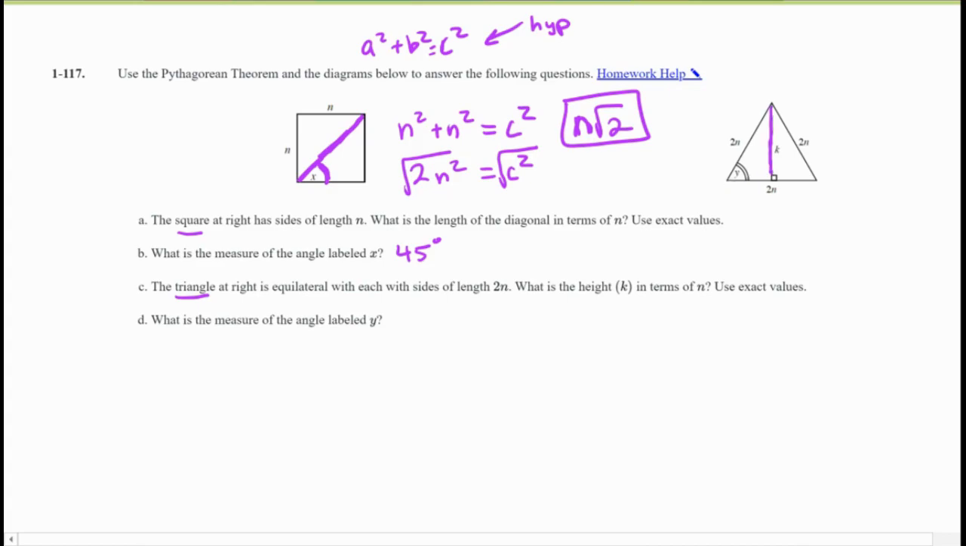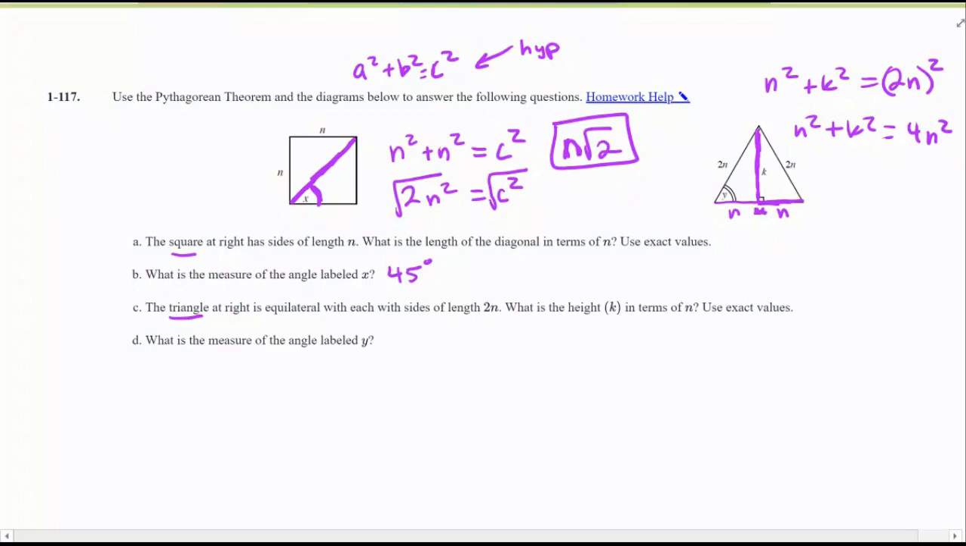And the one thing we need to do before we use the Pythagorean theorem is realize that this K is cutting the bottom side in half. So instead of the whole thing being 2n, one side is n, the other is n, and now I can solve this triangle on the right here. So I know it's going to be one side squared plus k squared, which is what we're looking for, equals 2n squared. Go ahead and simplify that real quick, equals 4n squared.